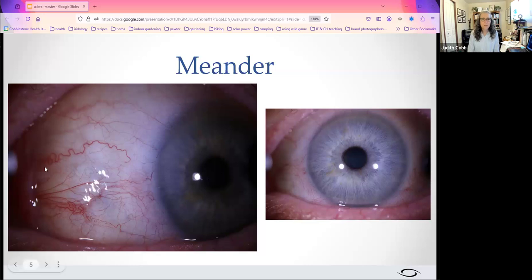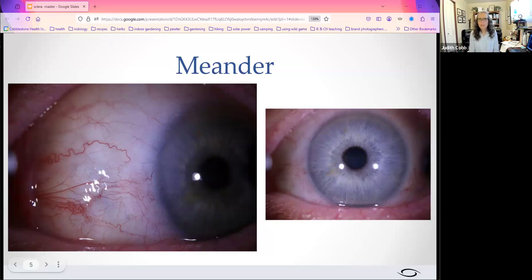And so when we see this, it is specifically called a meander. Can you see why it's called a meander? This vessel just meanders around, kind of like a little river running through a farmer's field, right? He's got lots of meanders.